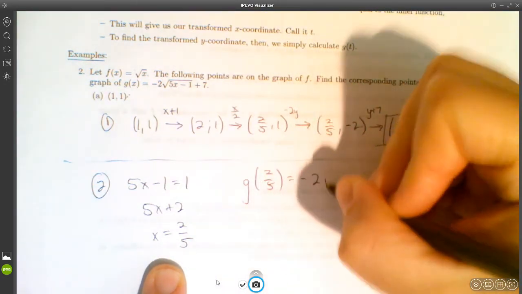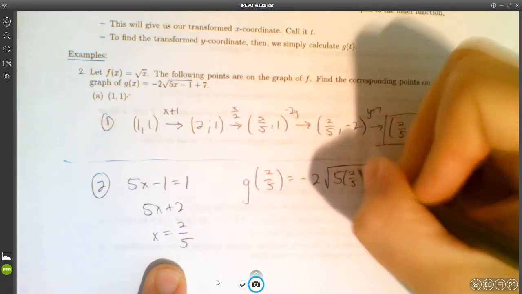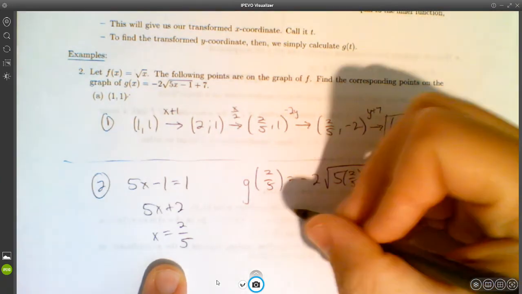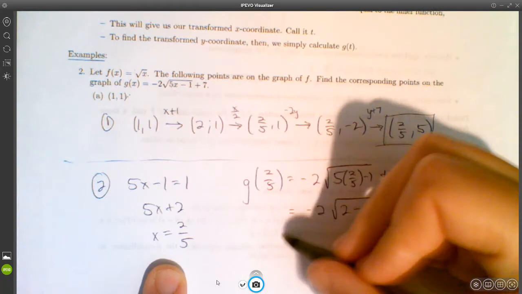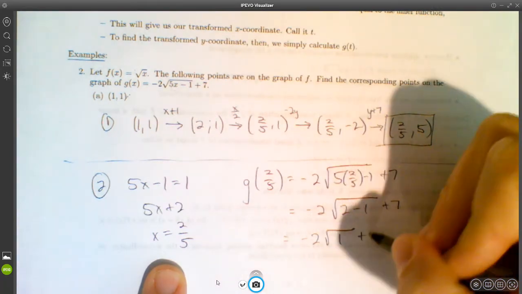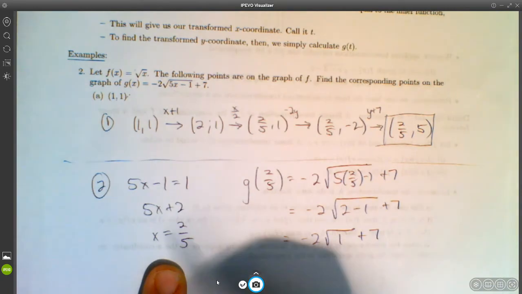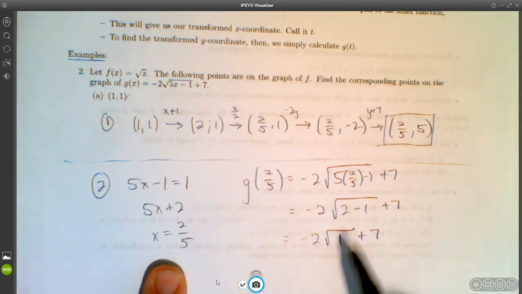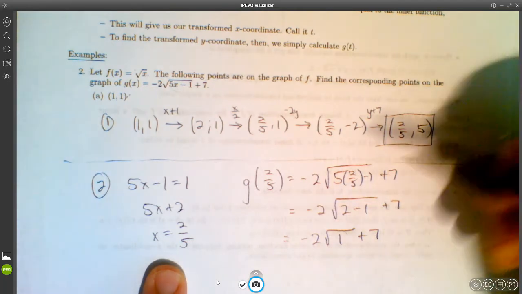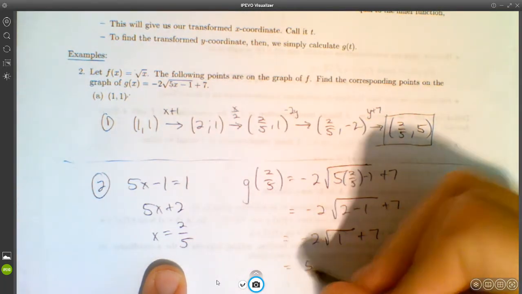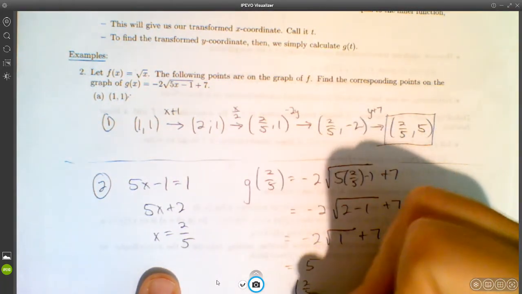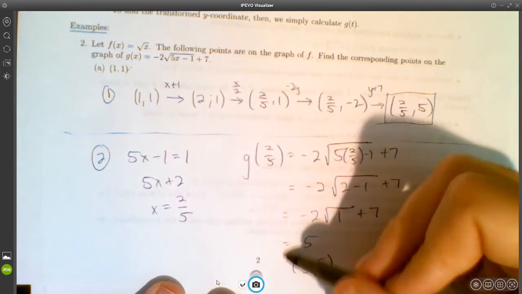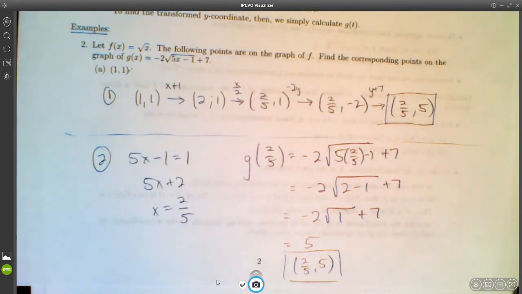That's going to be negative 2 times the square root of 5 times 2/5 minus 1 plus 7. So that's negative 2 times the square root of 2 minus 1. This is negative 2 times the square root of 1. Right? The inside stuff became 1. We engineered it that way, right? Square root of 1 is 1. 1 times negative 2 is negative 2. Negative 2 plus 7 is 5. So there you go, right? We get the same ordered pair, (2/5, 5). So you're welcome to do this in any way that you find easiest, any way you like.